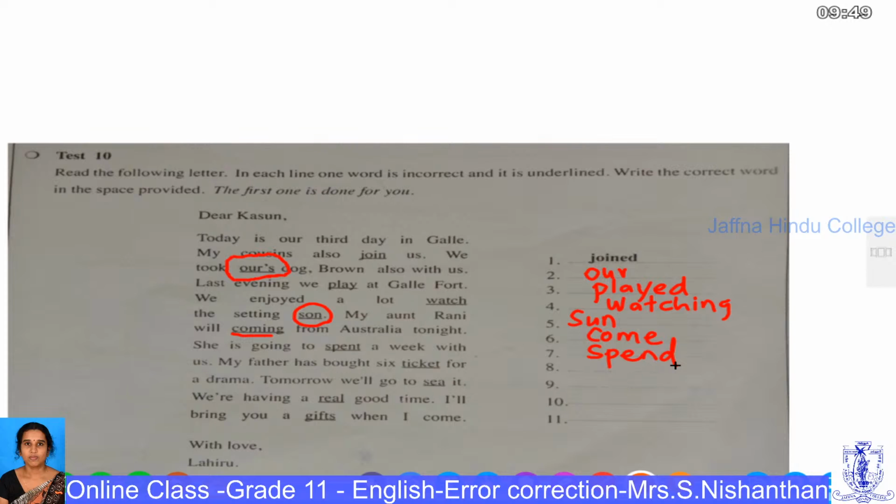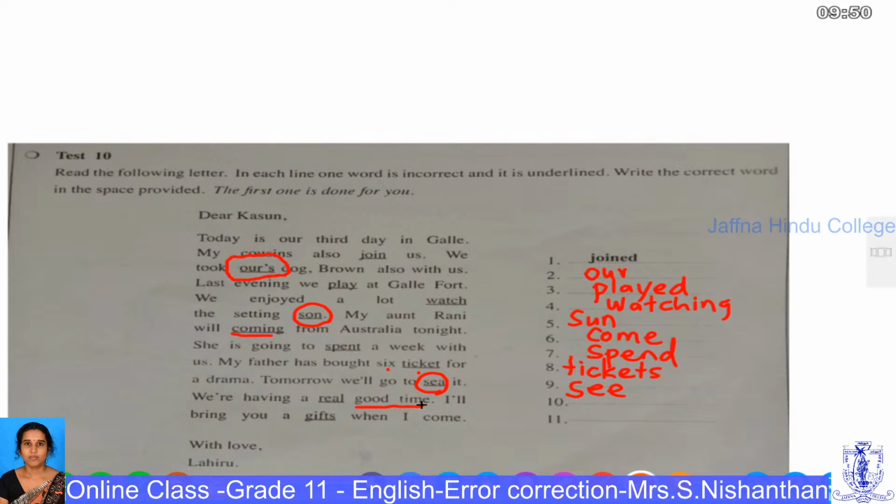My father has bought six, so it should be plural. There's an error with singular and plural. Six tickets for a drama. Tomorrow we'll go to another error with a homophone. What is it? To see. We are having a real good time. Having a good time.